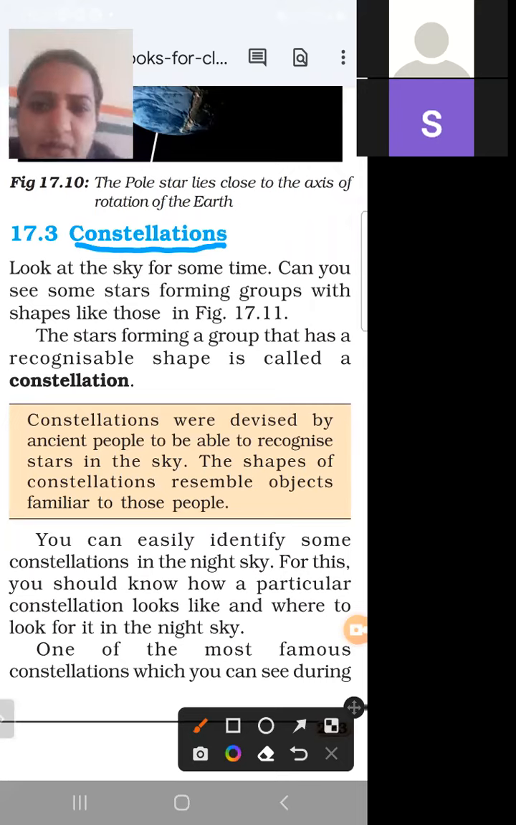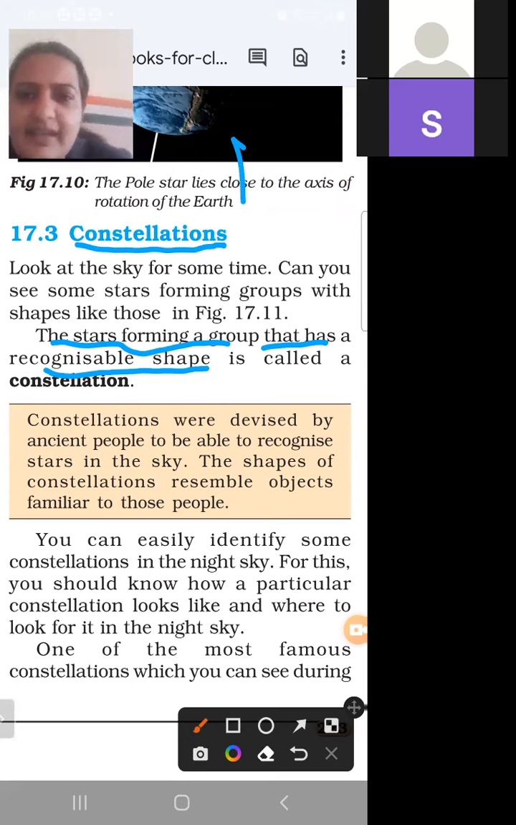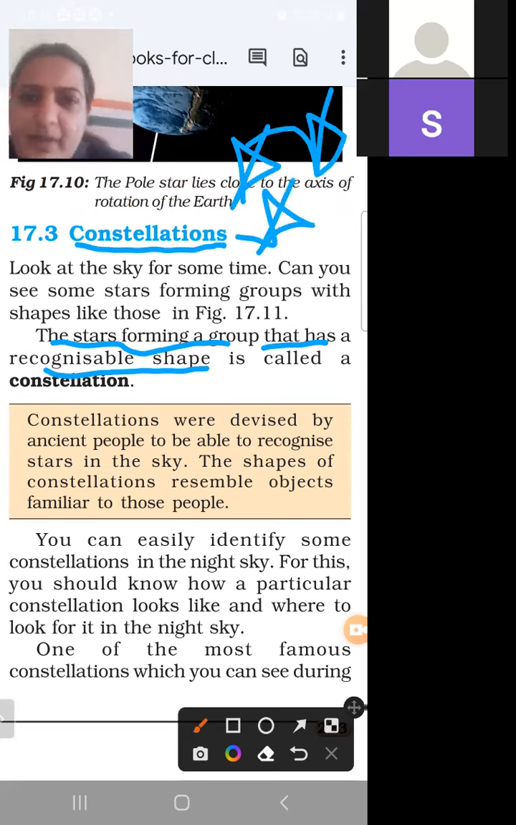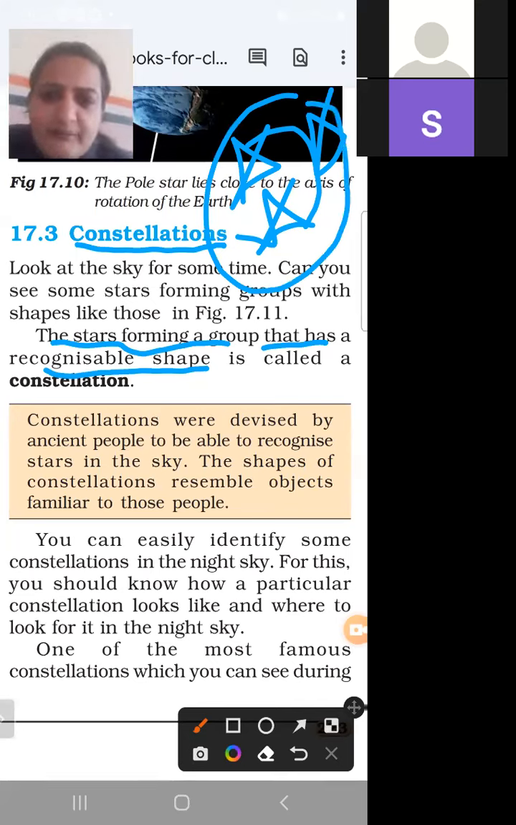What is a constellation? Stars forming a group that has a recognizable shape. Suppose there are so many stars, and if they form a group and have a recognizable shape, then this group of stars is called a constellation. So what do you mean by constellation? A group of stars that has a recognizable shape is called a constellation.